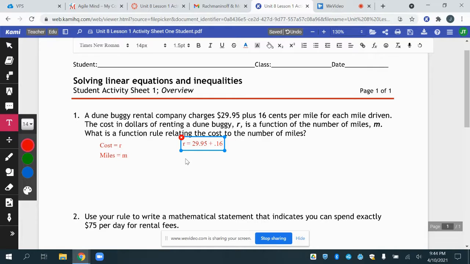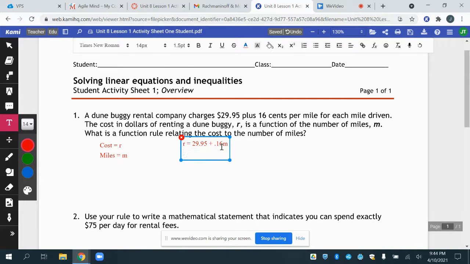if I have $1 for every candy bar I buy, and I buy 5 candy bars, that's $5. Whatever the price is, I just multiply it by how many I buy. So same thing here. If I drive 1 mile, it costs 16 cents. If I drive 2 miles, it costs 32 cents. If I drive 3 miles, and so on and so forth. So all I do is 16 cents times M. Because now if I drive 10 miles, I multiply 10 times 16, and it costs $1.60, which is 16 cents 10 times. So all I have to do is use multiplication to figure that part out.